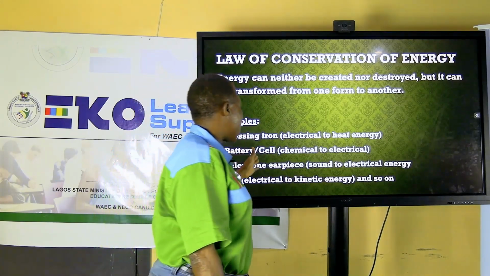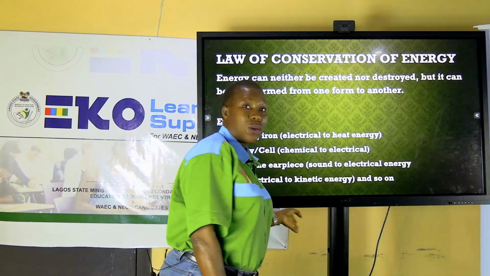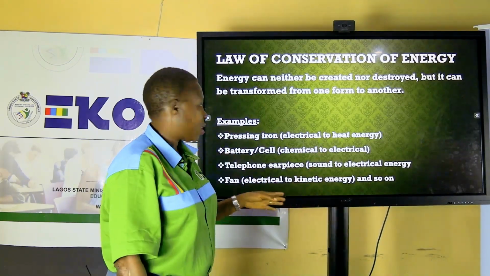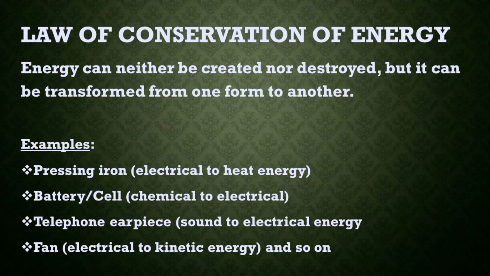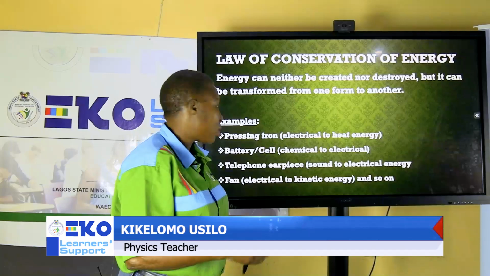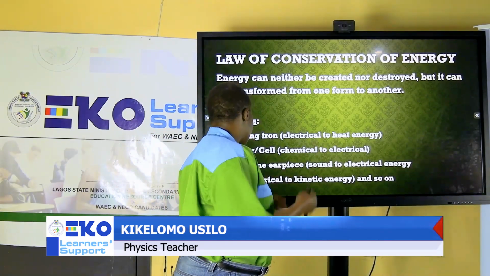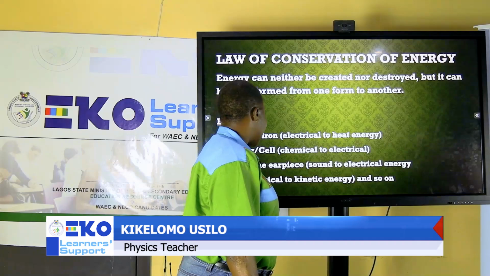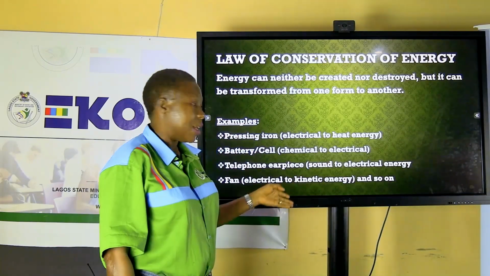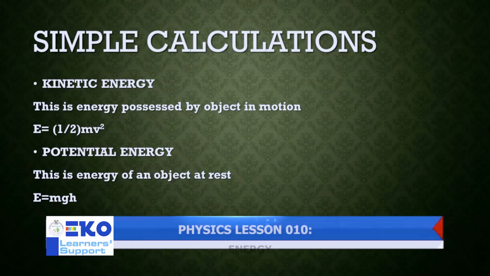Your battery or your cell, the energy is converted from chemical to electrical energy. Telephone earpiece, it's from sound to electrical energy. Once you pick it up and you speak into it or you listen to it, that is from sound to electrical energy. Then your ceiling fan at home is from electrical energy to kinetic energy, and so on and so forth.